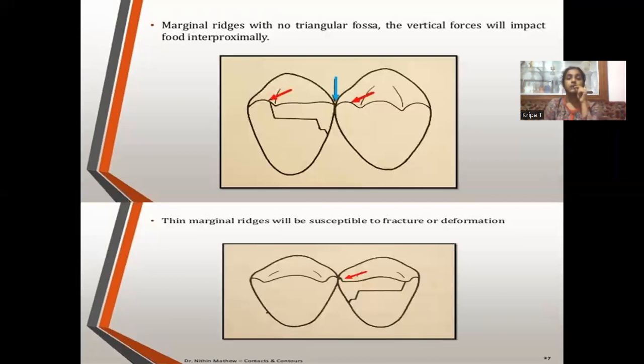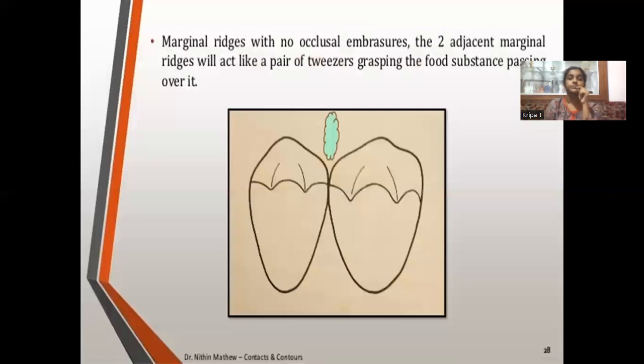If a marginal ridge lacks a triangular fossa, the vertical forces will impact food in the proximity. If the marginal ridges are thin, there is susceptibility to deform or fracture. With a marginal ridge with no occlusal embrasure, the two adjacent marginal ridges will act like a pair of tweezers, grasping the food which passes over it, getting entrapped.